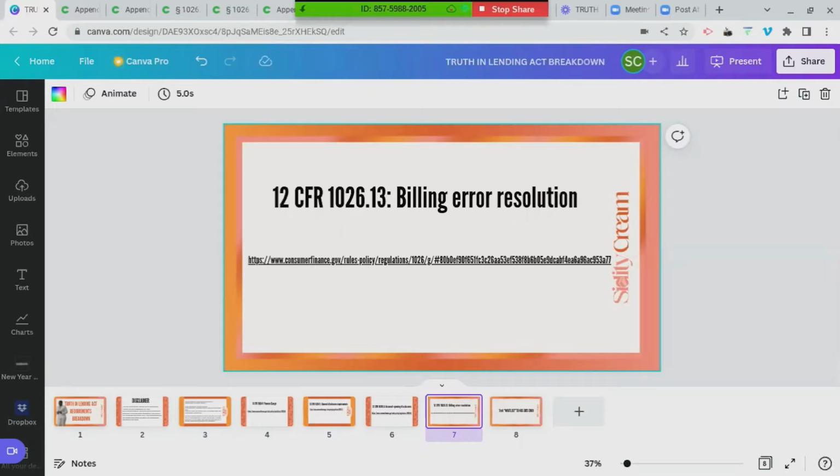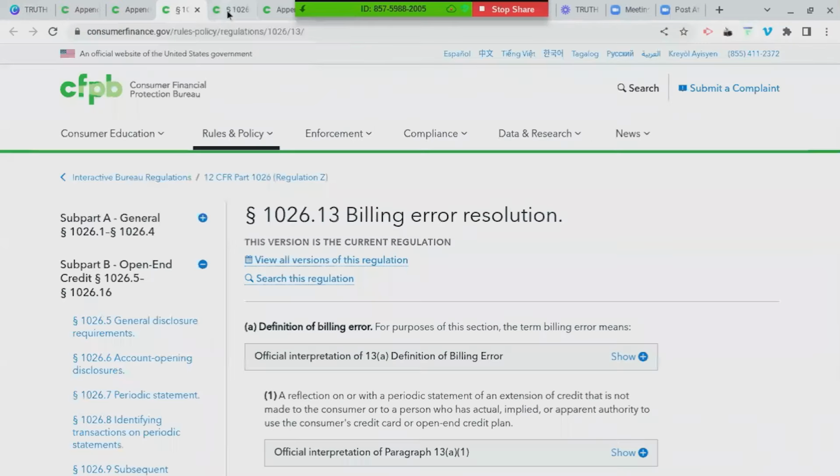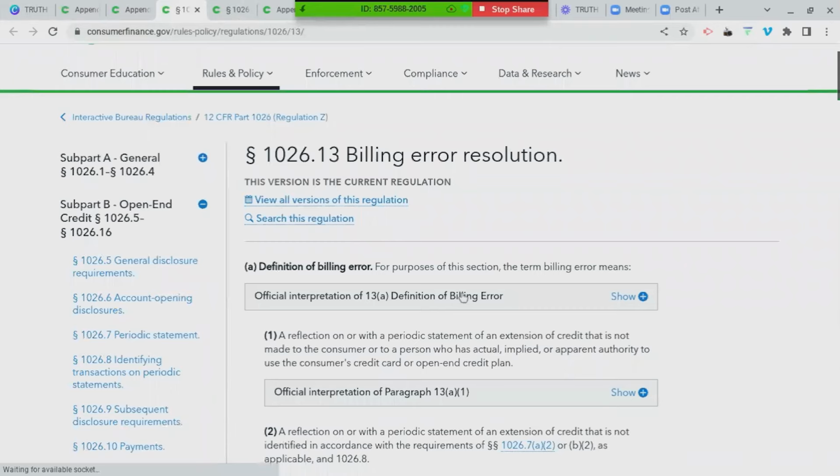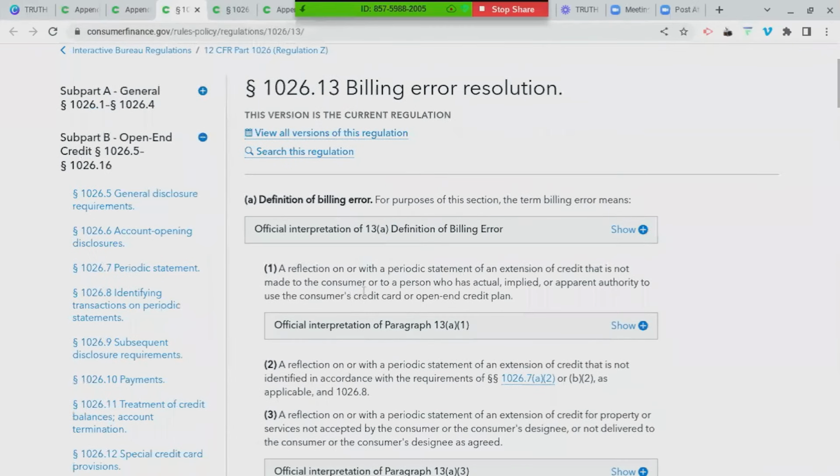So with the billing error resolution, I don't know why I have that one up. With the billing error resolution, right? A reflection. Oh wait, no, that's the definition.